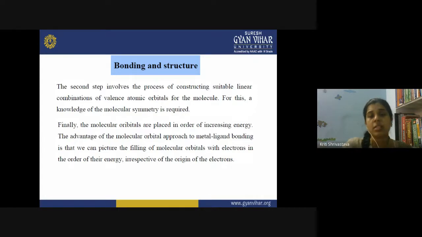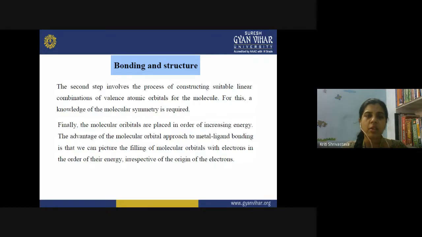It involves the process of constructing suitable linear combinations of valence atomic orbitals for the molecule. So now the molecular orbitals will be formed by the LCAO method. A knowledge of the molecular symmetry is required. Like we have seen in an earlier lecture, the molecular symmetry planes need to be the same. Whenever we are performing the LCAO method, the molecular symmetry should be maintained. And then we will combine the atomic orbitals to form the molecular orbitals.